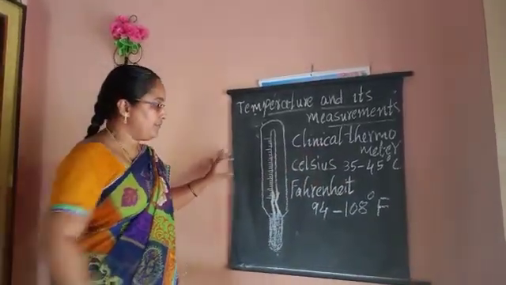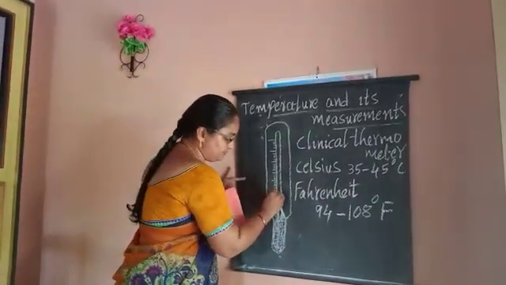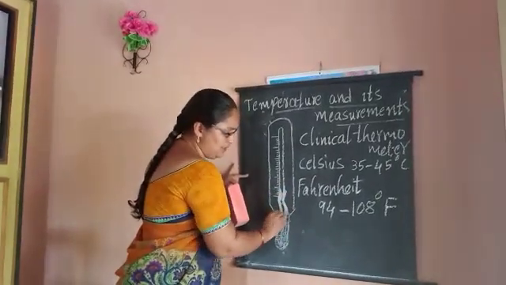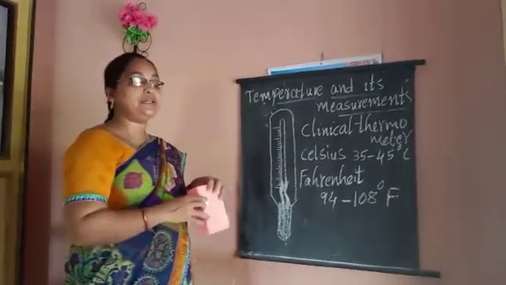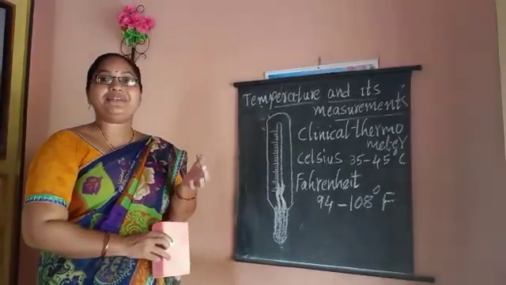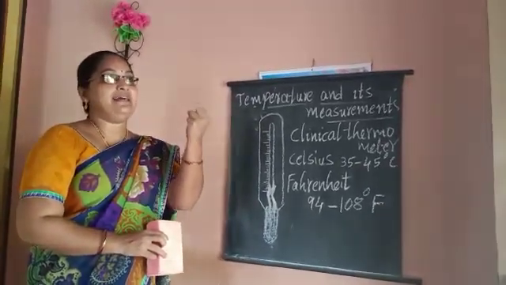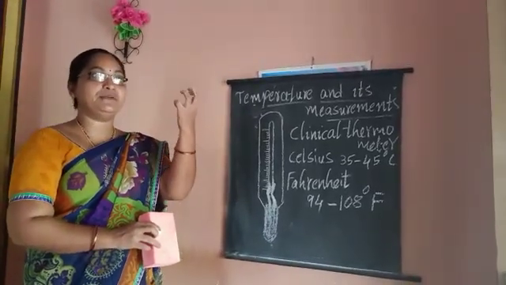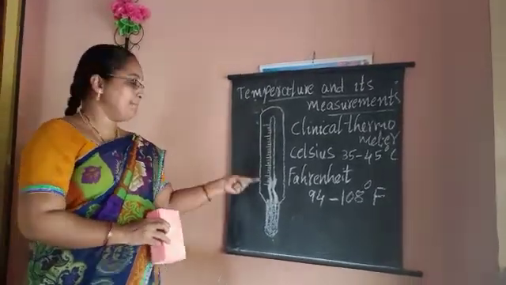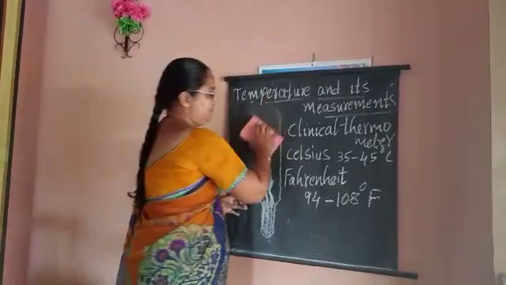Okay, there is a kink in the capillary tube near the bulb. What is the use of the kink? It prevents the mercury from falling on its own, when the temperature decreases.